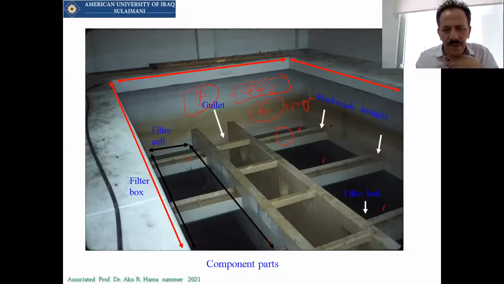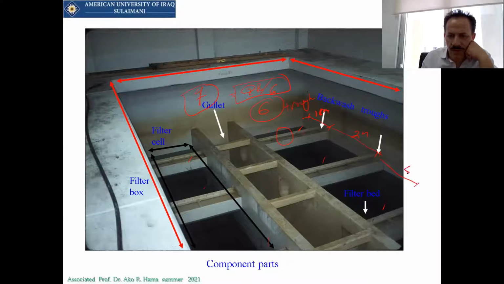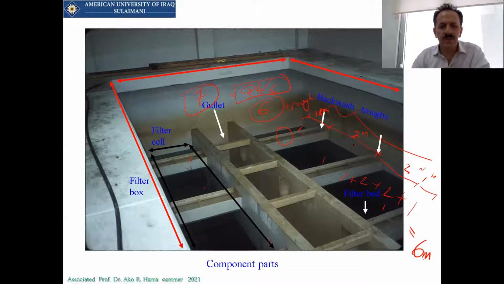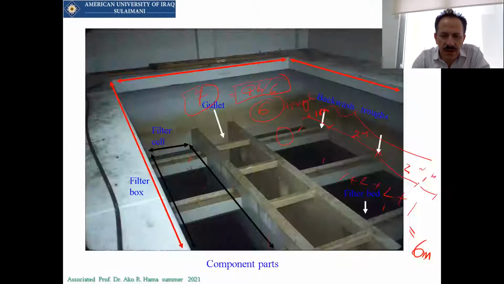There is another thing. The center of the first trough should have 1 meter clean distance from the wall, and between one trough and another we have 2 meters. So if we have 1, 2, 3, then we have another 2, and another 1 meter. What will be the total width of this tank? It will be 1 plus 2 plus 2 plus 1, which equals 6 meters. So 6 meters will be the length of this filter.